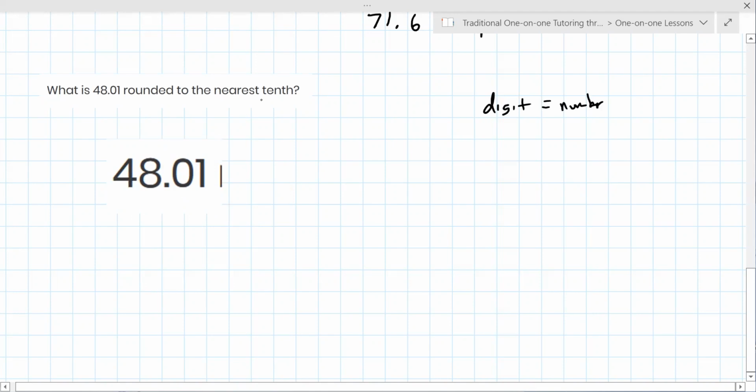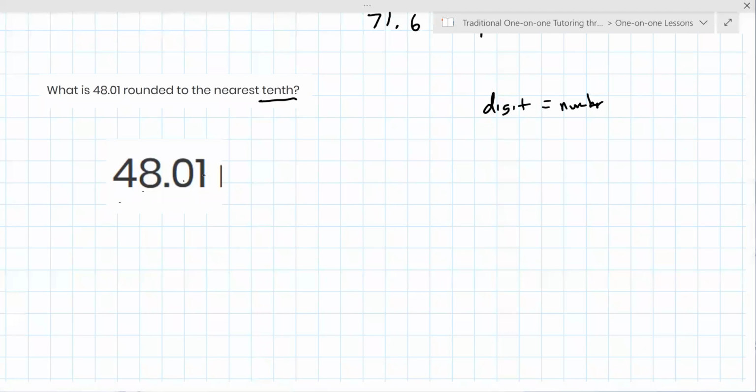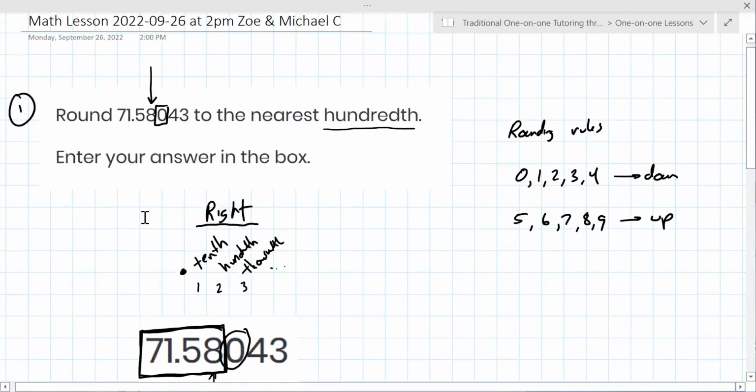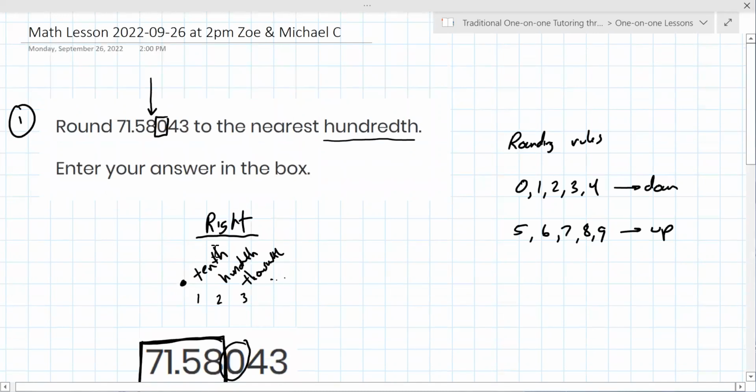Which digit is in the tenths position? Is it 4, 8, 0, or 1? Which one is in the tenths position? 1. Okay, let's go back and look at our definition. We've done a couple of problems like this. Which digit is just to the right of the decimal? Tenths. So how can you remember that?